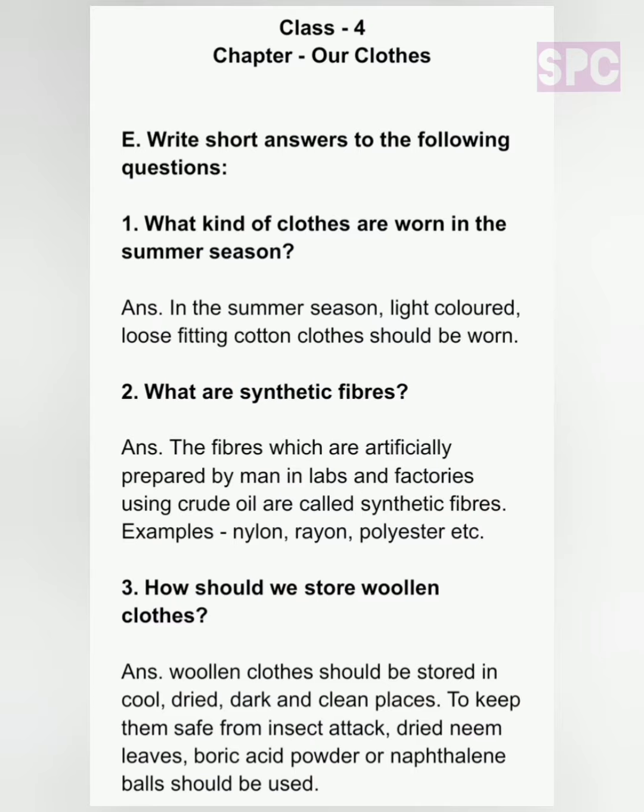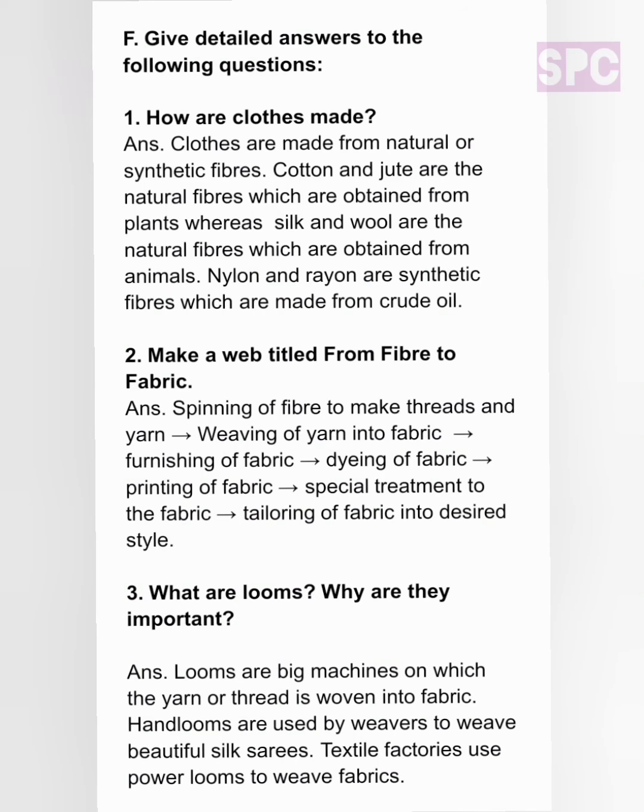Let's move on to question number F. Give detailed answers to the following questions. Question number 1. How are clothes made? Answer. Clothes are made from natural or synthetic fibers. Cotton and jute are the natural fibers which are obtained from plants, whereas silk and wool are the natural fibers which are obtained from animals. Nylon and rayon are synthetic fibers which are made from crude oil.